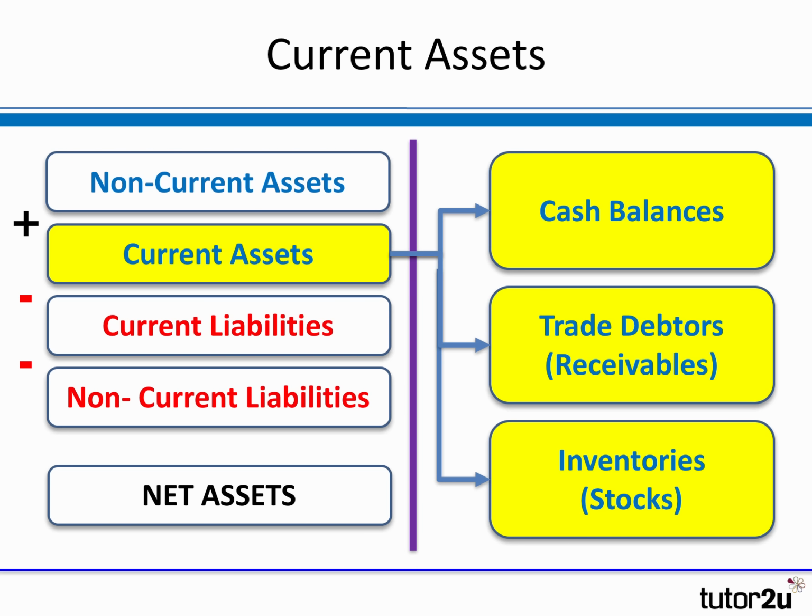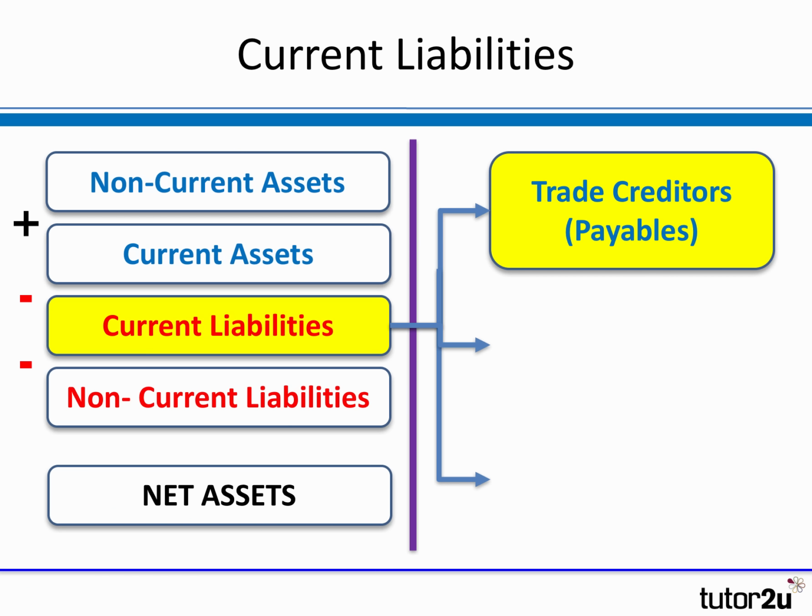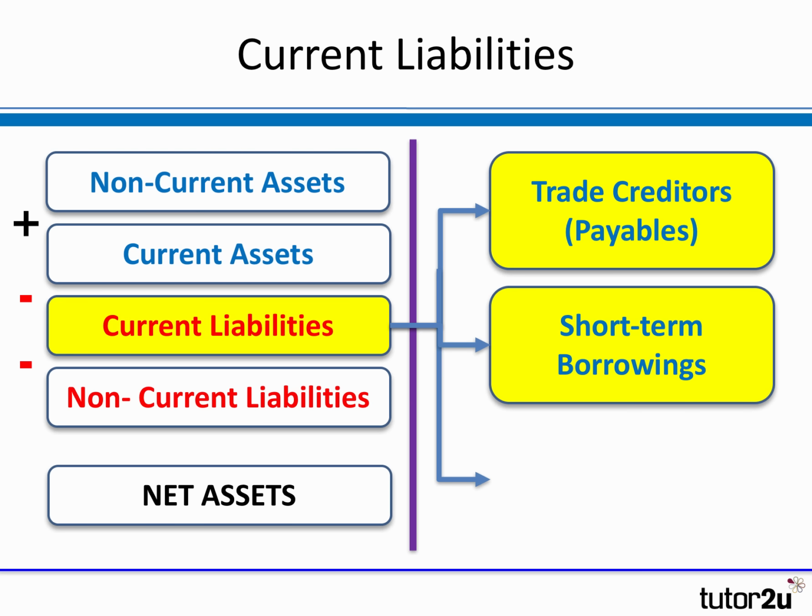Now those are positive. Of course, there are some negatives here which we need to account for. Firstly, the current liabilities, and these are the amounts that are owed by the business that it will have to pay sometime in the next 12 months. The key ones there are the trade creditors or payables. These are amounts owed to suppliers or other people who've allowed the business to buy on credit. Of course, if the business has any short-term borrowings or debt that maybe need to be paid back within the next 12 months, that would be included here.